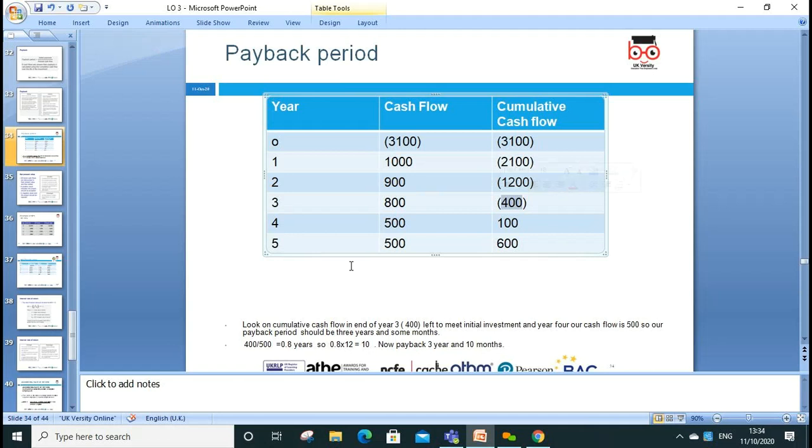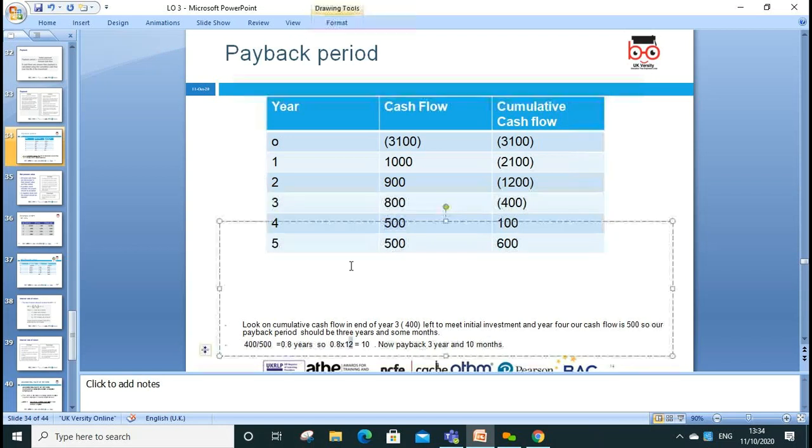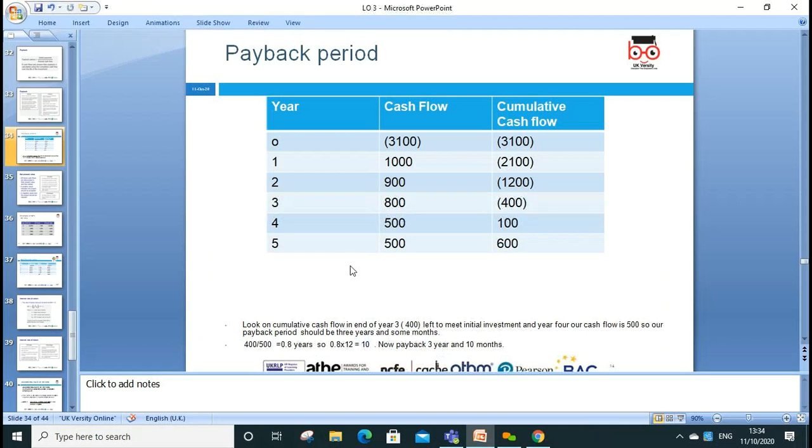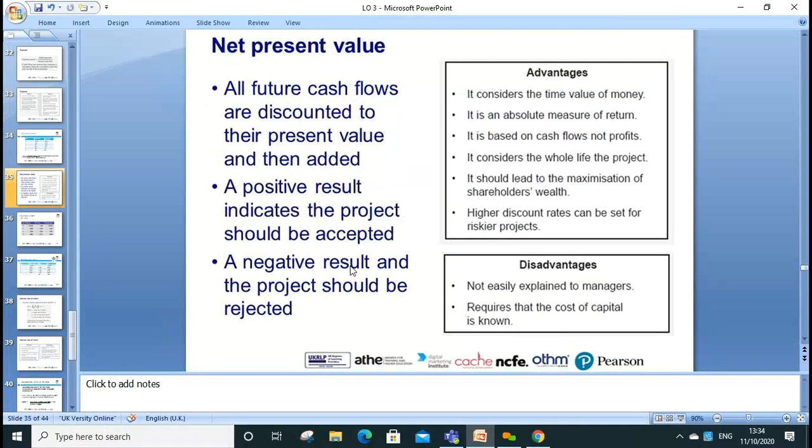So this project will take 3 years and some months. The outstanding amount at the end of 3 years is 400, and the following year I'm getting 500. So I can't say it takes 4 years to recover my 3,100. It will take 3 years and some months. The outstanding amount, 400, divided by 500, times 12 months in a year, means this project will take 3 years and 10 months to recover my 3,100. I can compare the payback period with other projects. If that project gives me 3 years, I'll go for the 3 years, not 3 years 10 months. So a shorter payback is always better, and we'll decide on that basis.